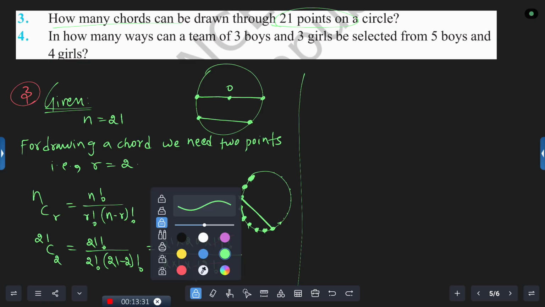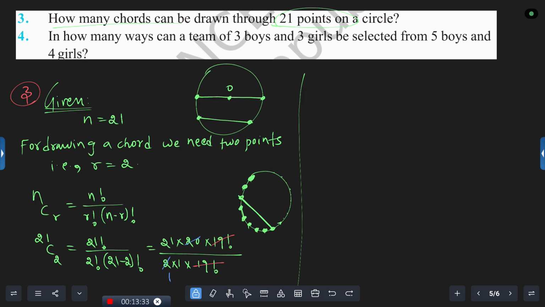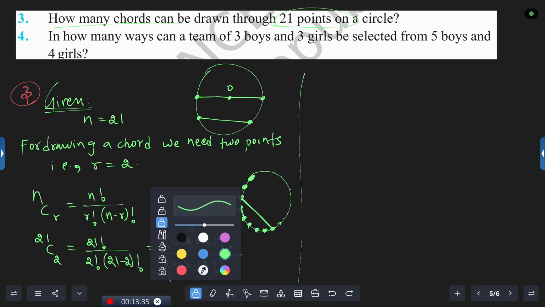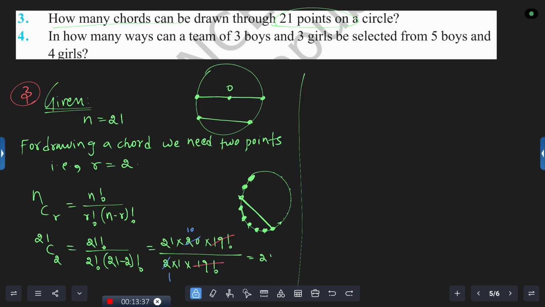This also you can cancel. One time, how many times? 10. Then what's my answer? 21 into 10, which is equal to 210. That is the number of cards I can draw with the help of 21 points. These many cards I can draw. This is question number 3. Check the book back answer also, children.